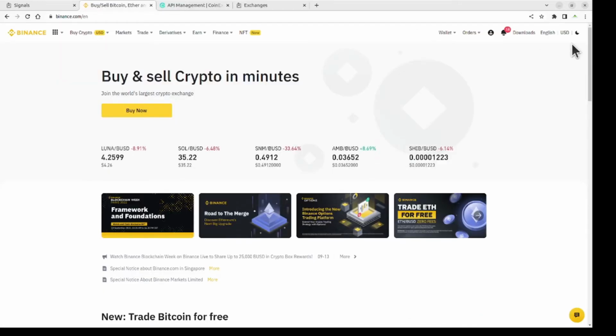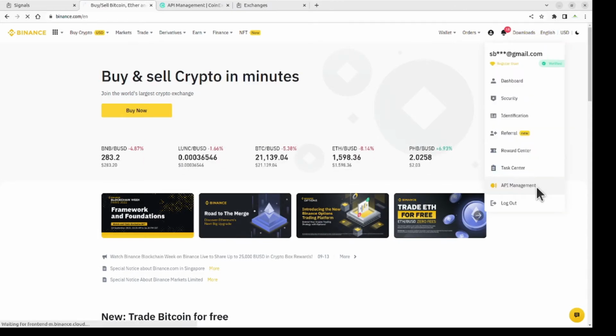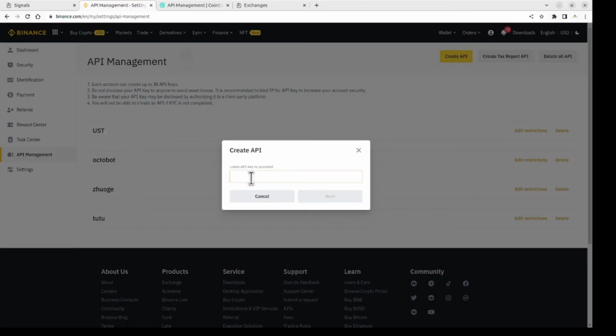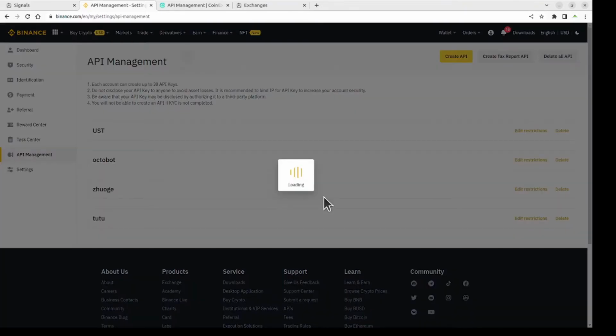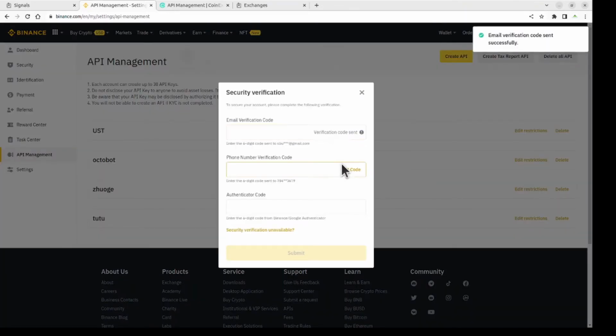Now we do the same for Binance. Start looking for the keywords API on the menu items. Here it is. Then click Create API. Put in name of it Arbhodl. Then click Next. Then complete this puzzle. Get codes. Put them in. Then click Submit. API created.